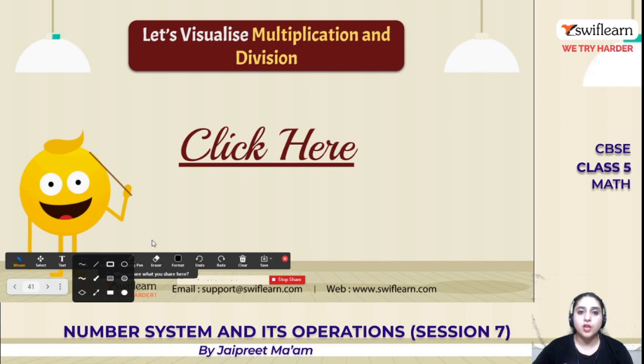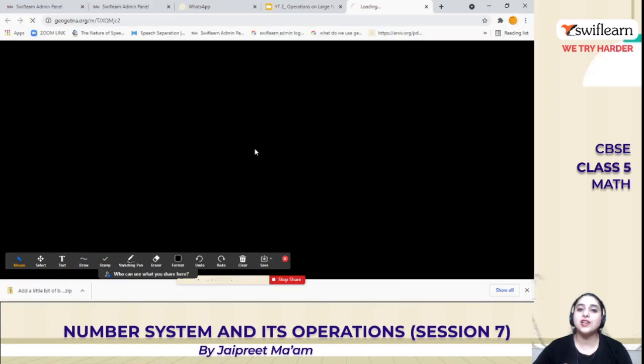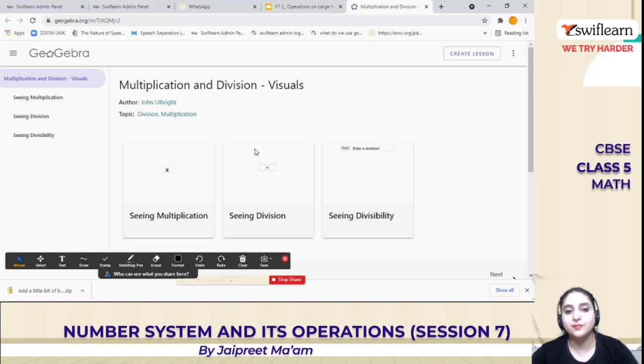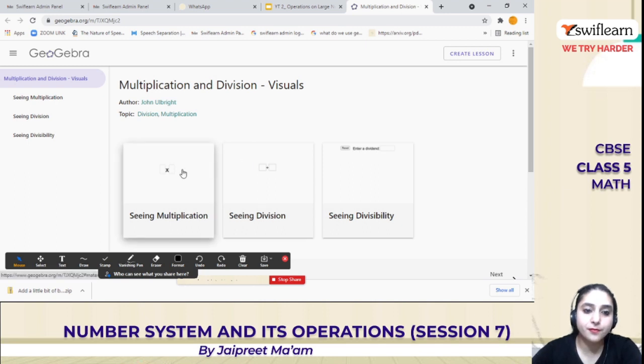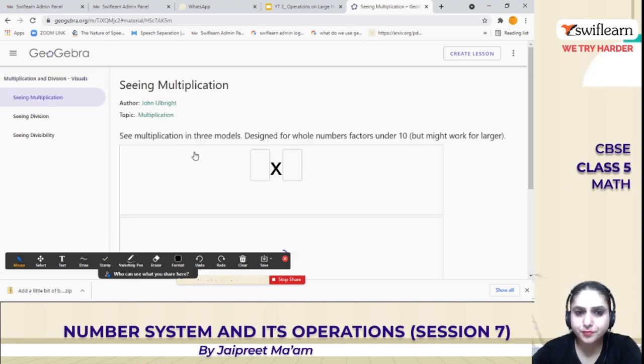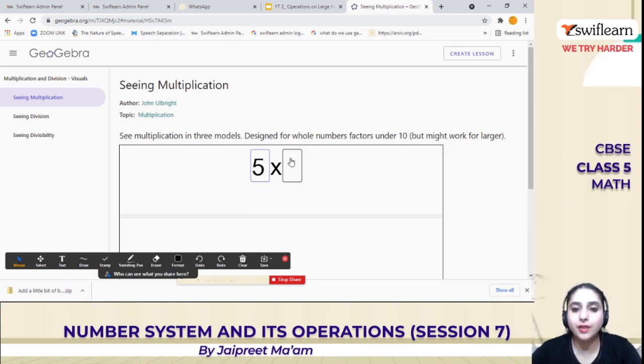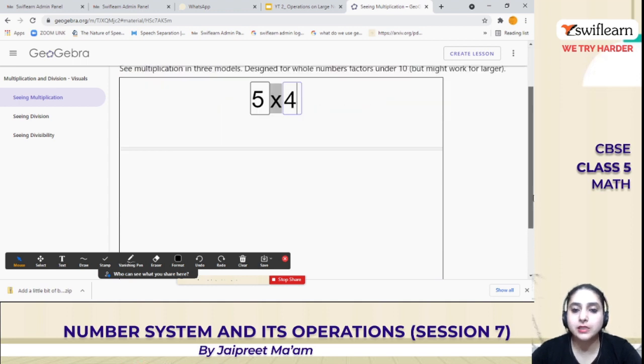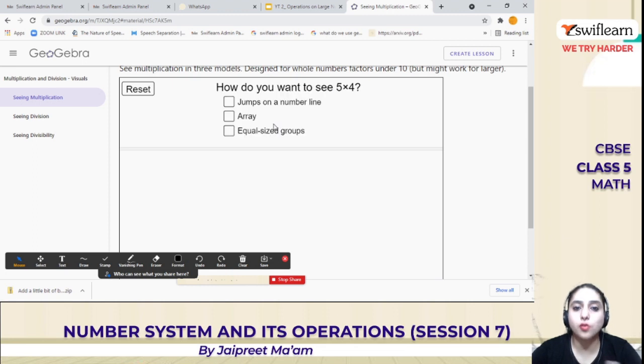Okay, so let's click and visualize some multiplication and division. For example, let's first see the multiplication in 3 models. We will check the 3 models of multiplication designed for the whole numbers. So let's write any number. Let's write 5 and let's write 4. Okay, let's enter and let's start.